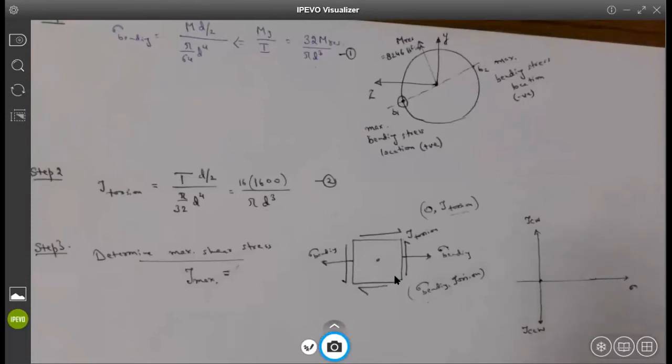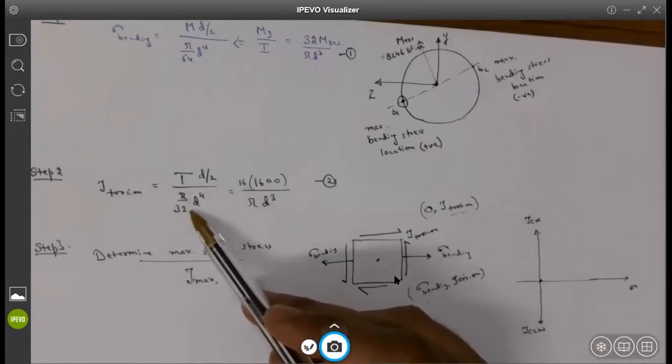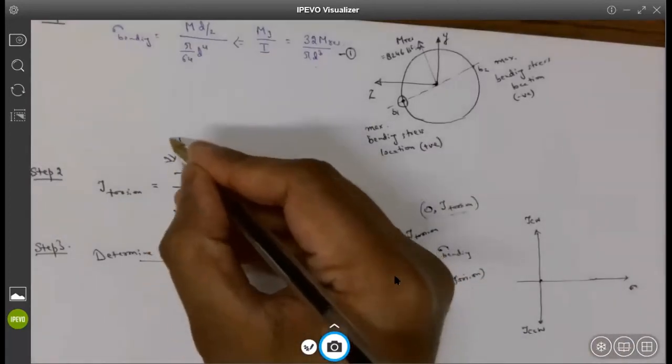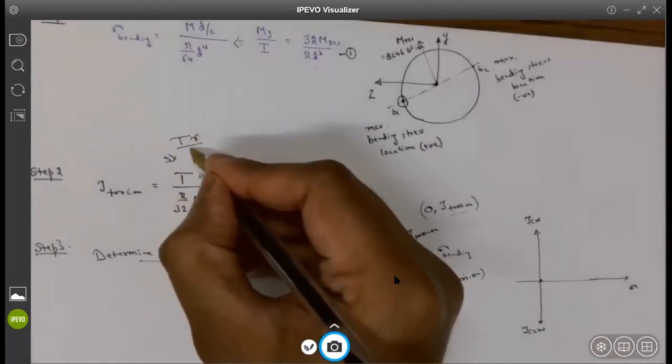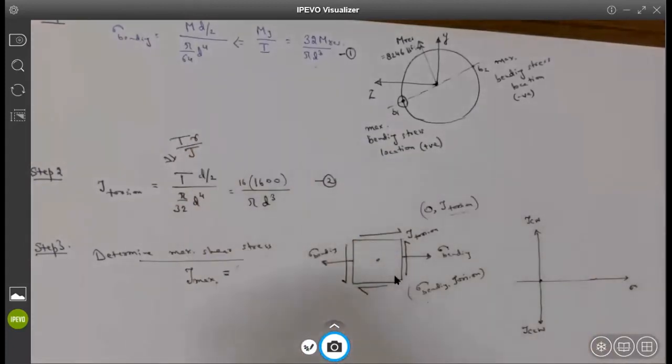Professor, I got a question. Go ahead. Where did you get that 16 times 1600? This formula. Oh, okay. It is basically coming from T times R by J, polar moment of inertia. Are you guys getting what I'm trying to say?